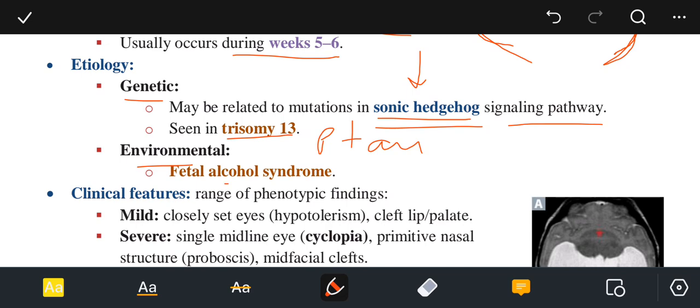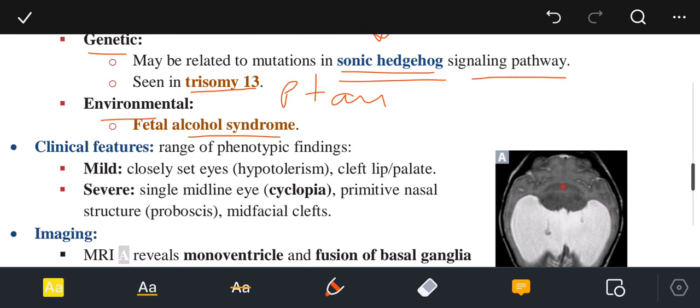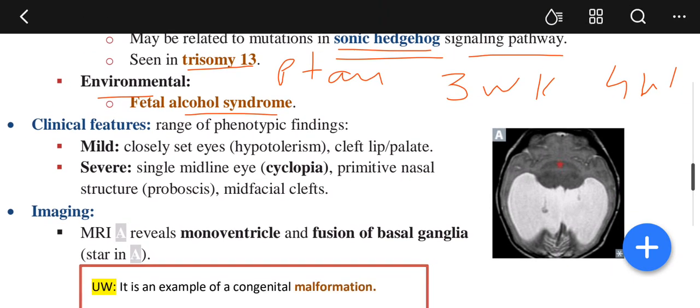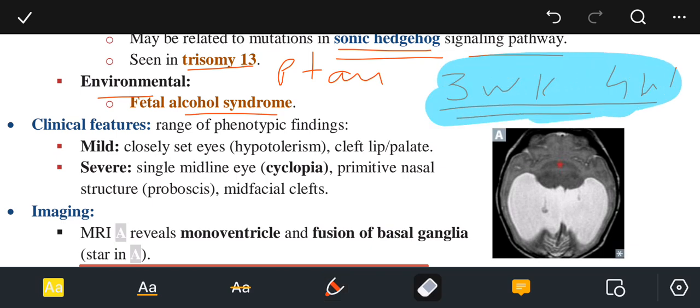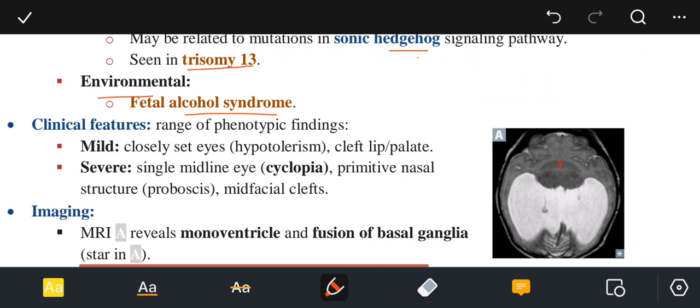Then environmental: fetal alcohol syndrome. So if the mother has been taking alcohol excessively, or she was taking alcohol and she did not know that she was pregnant, because as you know, the development of the nervous system starts as early as the 3rd week of pregnancy, and that completes by the 4th week. That is the time in which most mothers usually do not know that they're pregnant. So if the mother is using alcohol in this particular time and she is binge drinking, that can be a risk factor for the development of holoprosencephaly in the fetus.